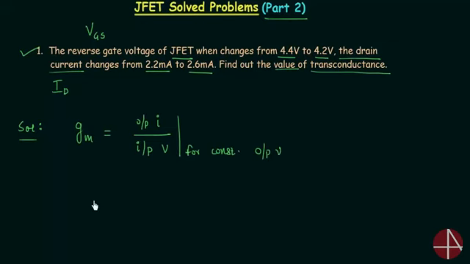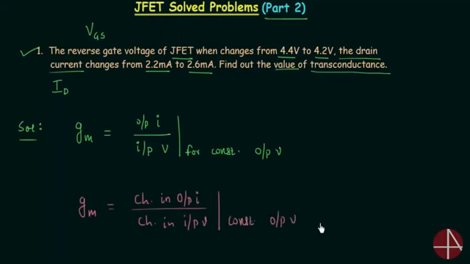In case of JFET, the transconductance is represented by gm. In some books you will find different representations, but gm is the common representation for transconductance, and in JFET it is equal to the change in output current to the change in input voltage, at constant output voltage. The output current in case of JFET is ID, so I will represent the change in output current by delta ID.